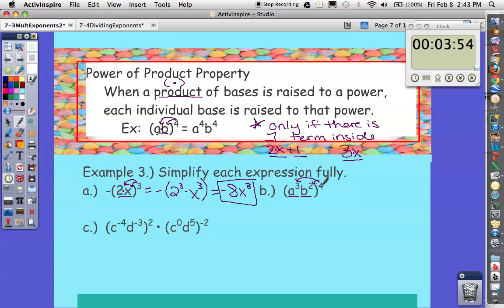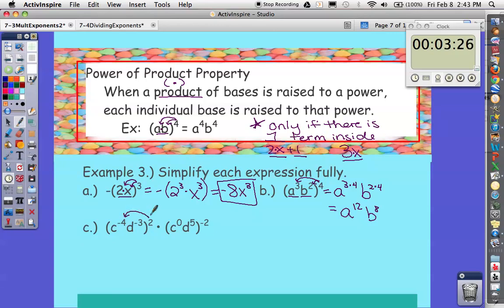Flip back if you need to. You multiply. So show me the little bit of work. We're going to have a to the 3 times 4 and then b to the 2 times 4. Simplify that down then: a to the 12th, b to the 8th. And last one, guys. I want you to pause the video and try this one. Pause it, try it, then I'll work it out for you.